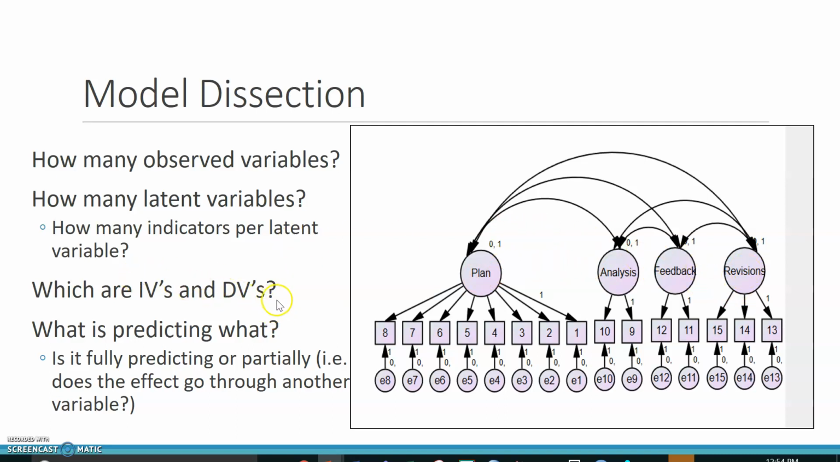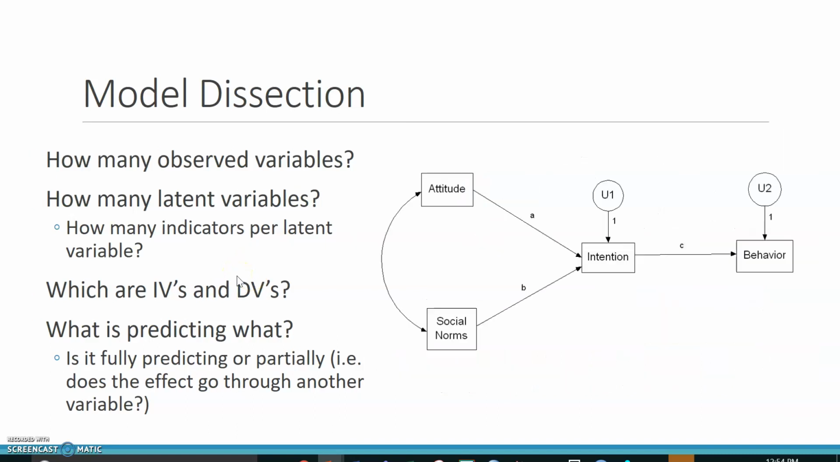There are no independent or dependent variables in a CFA. So everything is just like correlation. There's no IV or DV in a correlation. They're equal. So nothing is predicting anything.